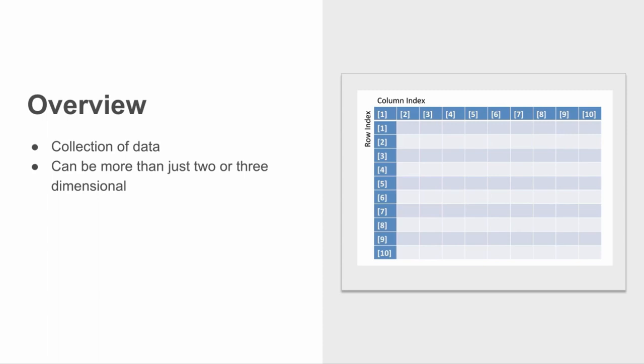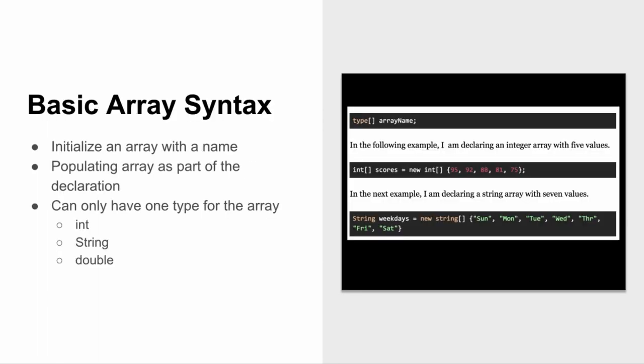So let's go ahead and look at an example of the data structure, how we initialize it and how we declare them. If you look at the basic array syntax on the right hand side at the top, we're going to see a type. That type is followed by some square brackets, and then you have the name of your array. So in this case, it's arrayName.